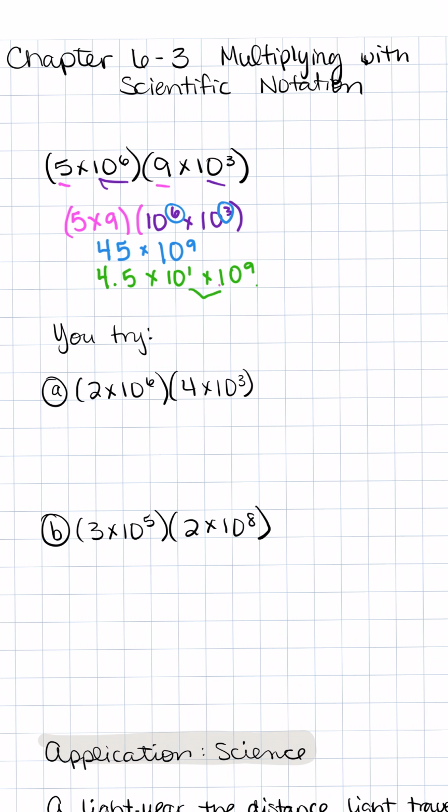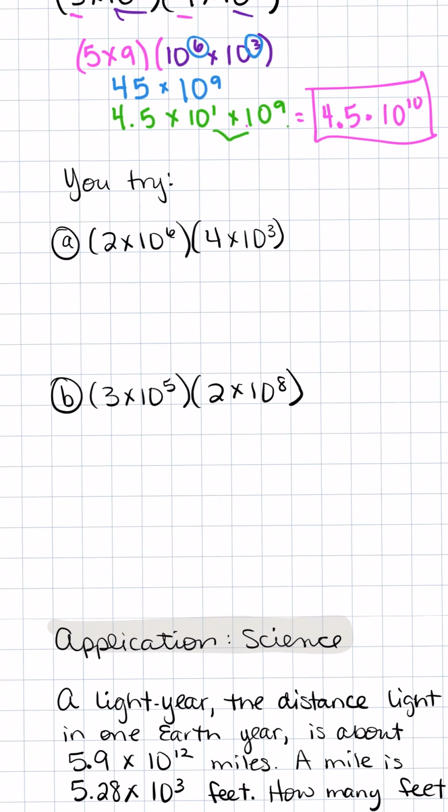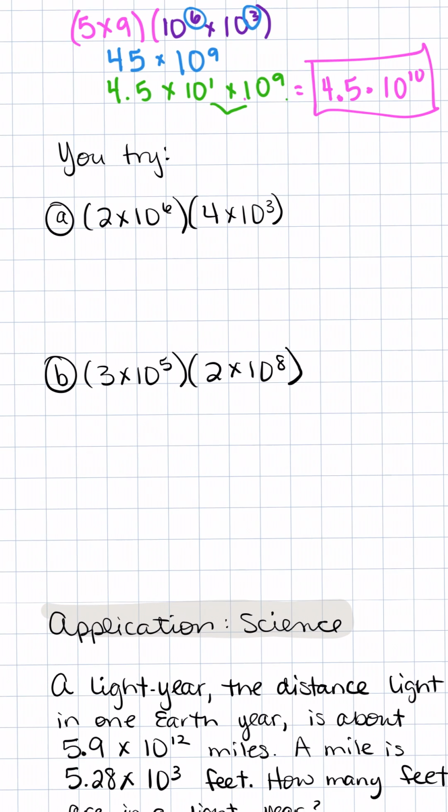So now we can combine these like terms. So we end up with 4.5 times 10 to the 10th power. And that's our answer. It's a little more complicated. See if you can figure these two out on your own. Come back to me when you're done, and we'll work them out together if you're not sure.